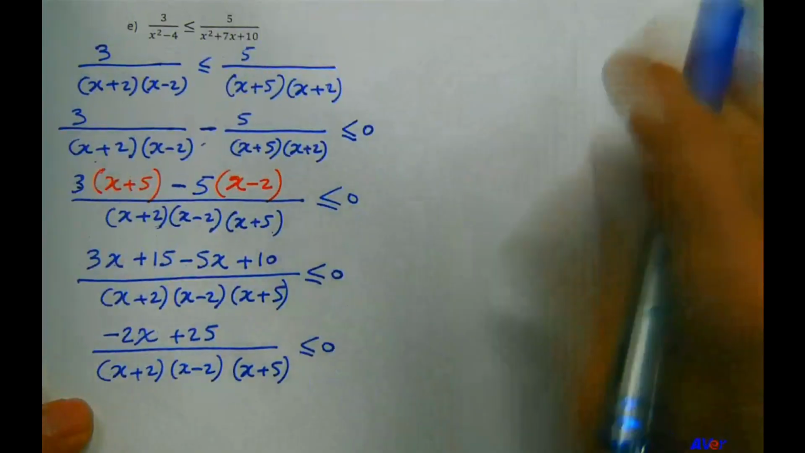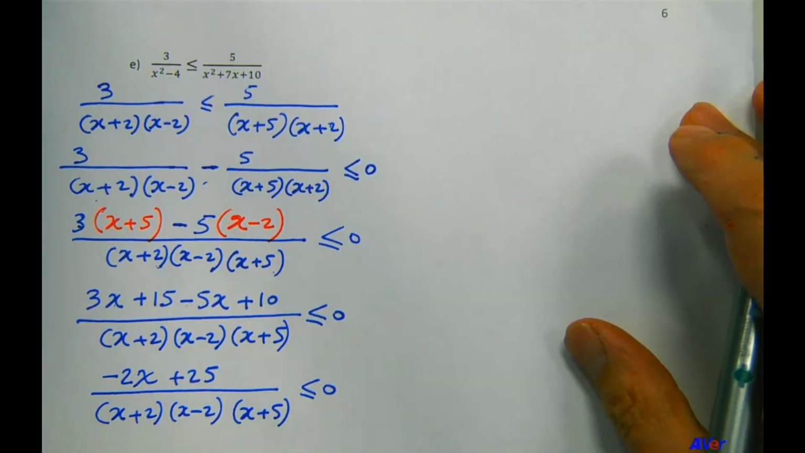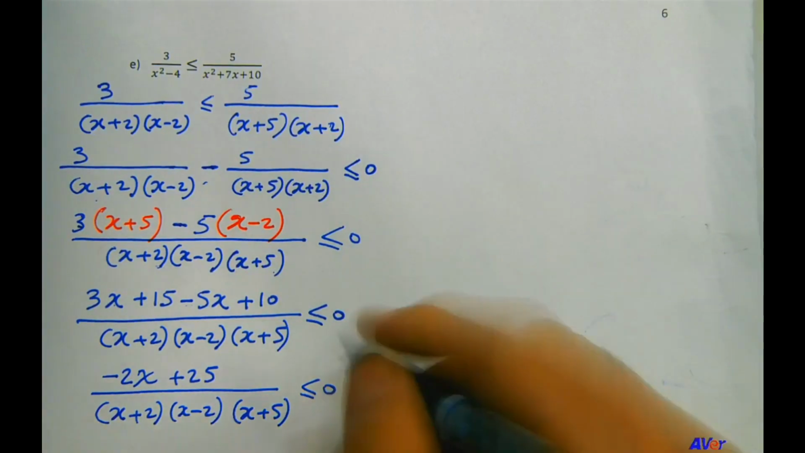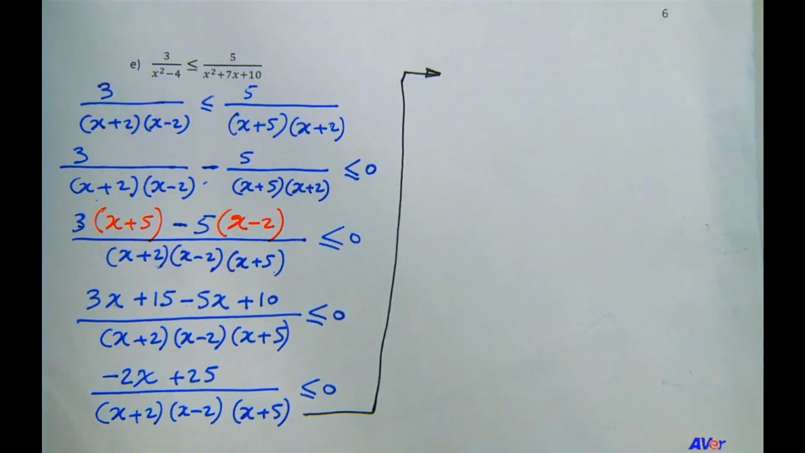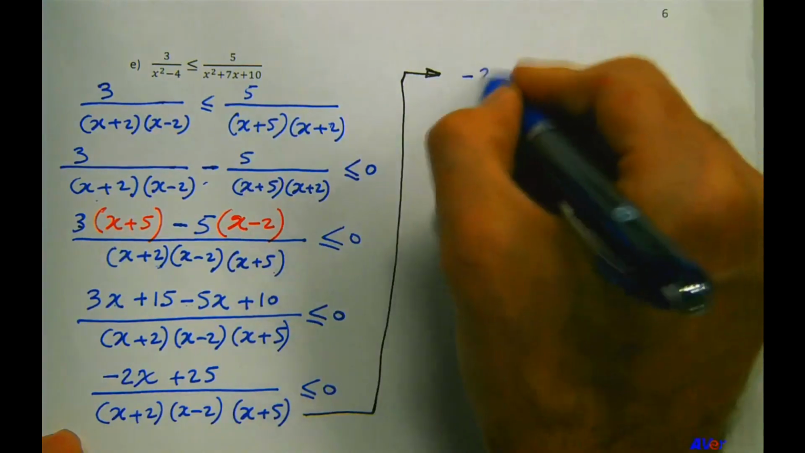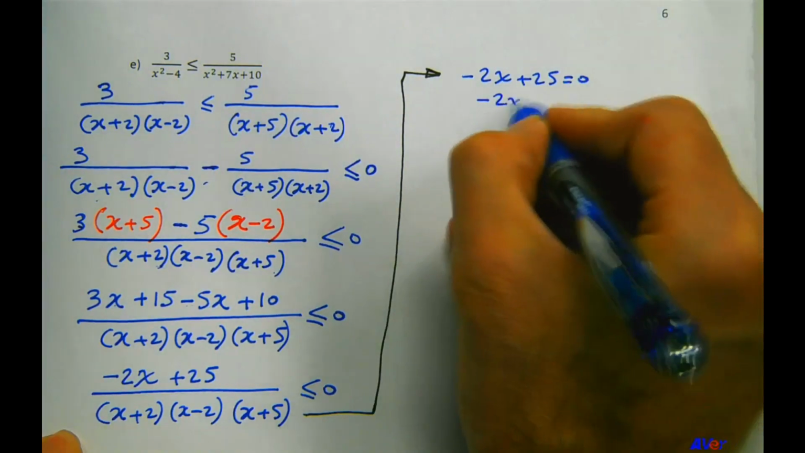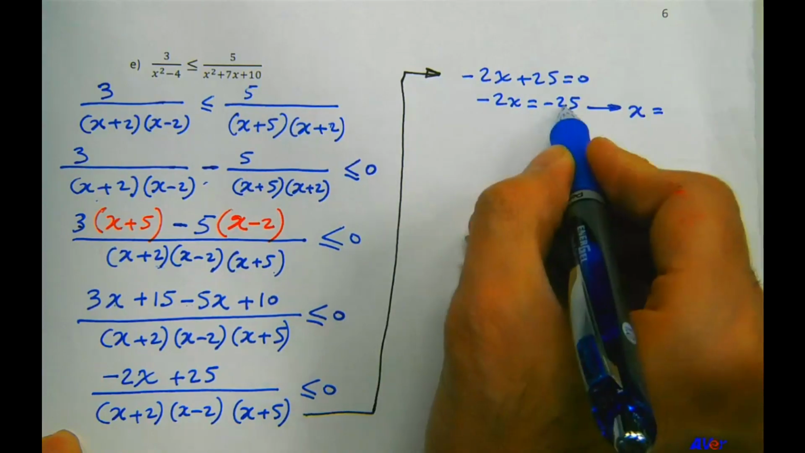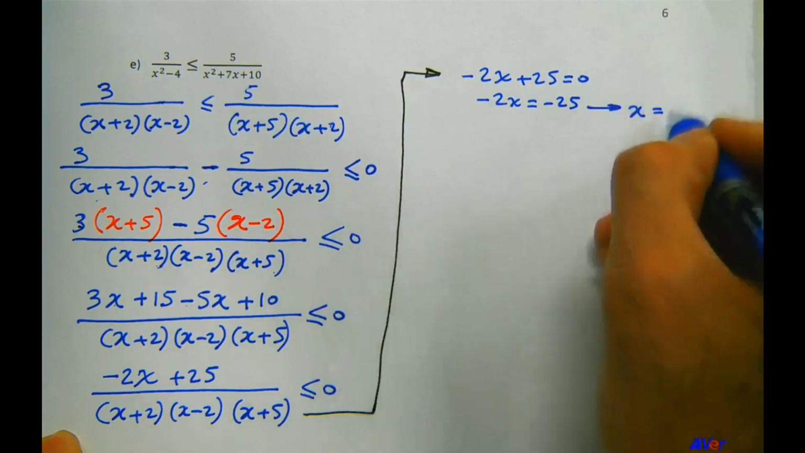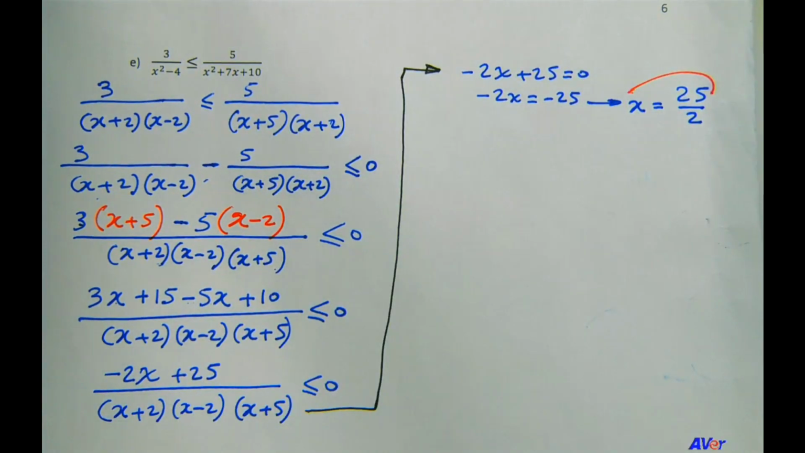Let's write it up here this time. Maybe I'm trying to keep everything on the screen. That's why I want it like that. So minus 2x plus 25 equals 0. That means minus 2x equals minus 25. That means x equals negative 25 divided by negative 2. It'll be positive 25 divided by 2. So that's one of the critical values, right? 25 over 2 is 12 and a half.